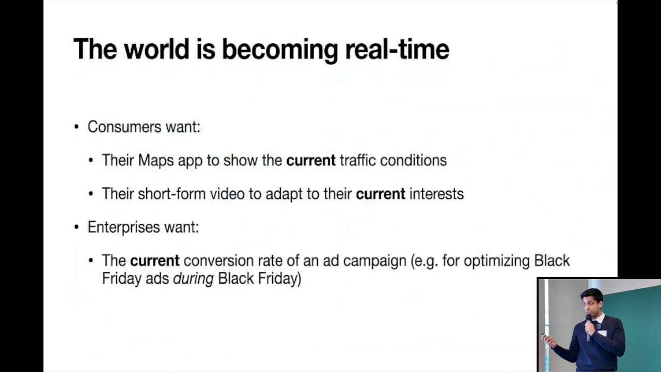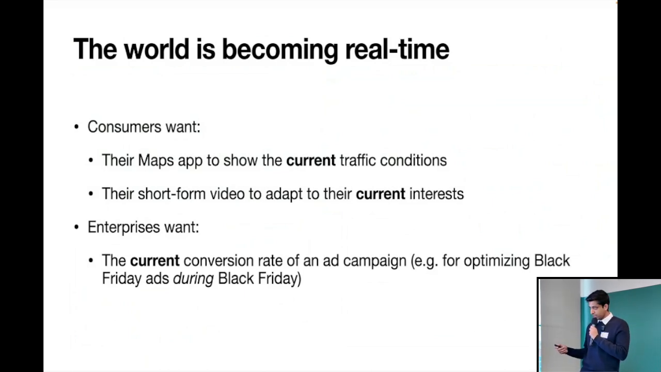Consumers want their Maps app to show the current traffic conditions. They want their short-form video app to adapt to their current interests. And enterprises want the current conversion rate of an advertising campaign, so that on Black Friday, they can optimize what they show as it happens.